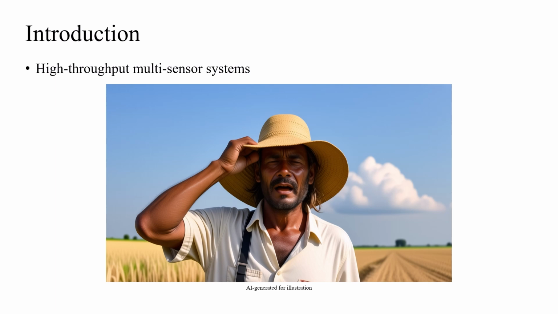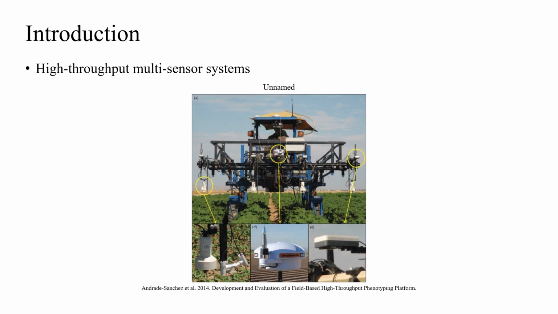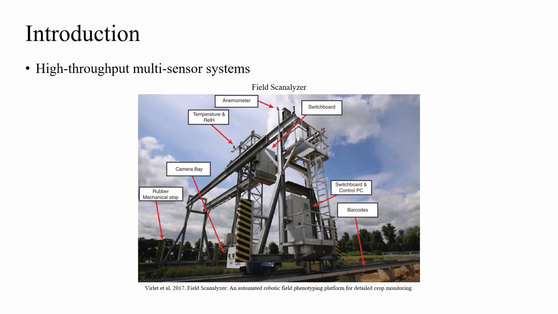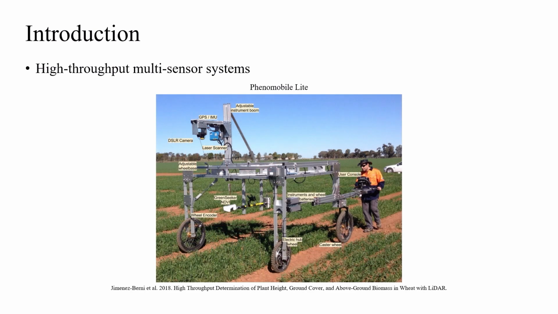I've been there. At the time, some of the notable systems included Breed Vision by Boosmeyer et al. in 2013, an unnamed system by Andrade Sanchez et al. in 2014, Phenomobile by Deary et al. in 2014, Field Scanalyzer by Verlet et al. in 2017, Ladybird by Underwood et al. in 2017, and Phenomobile Light by Jimenez-Burney et al. in 2018. I'm sure more systems have been developed since.